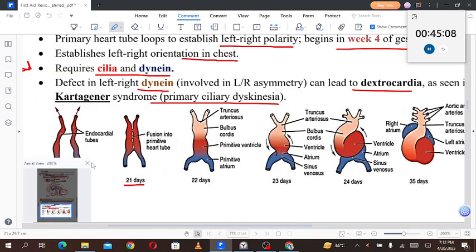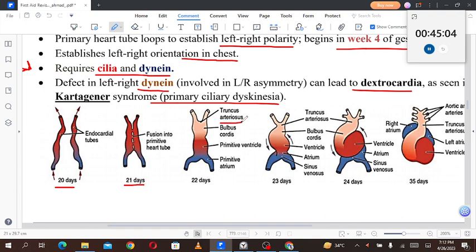On day 21, there is fusion into the primitive heart tube. Then on day 22, the truncus arteriosus is formed, which is going to give rise to the pulmonary artery and the ascending aorta. Then the bulbus cordis forms the smooth part of the right and left ventricle. The primitive ventricle forms the trabeculated part of both ventricles, and the primitive atrium will form the trabeculated part of both atria.